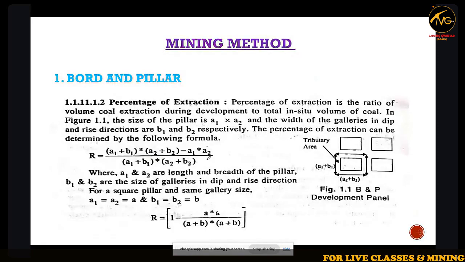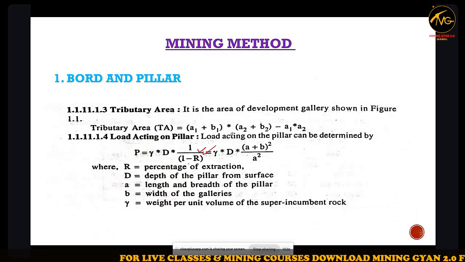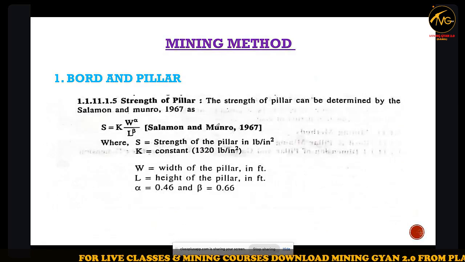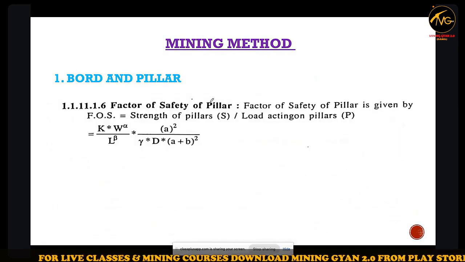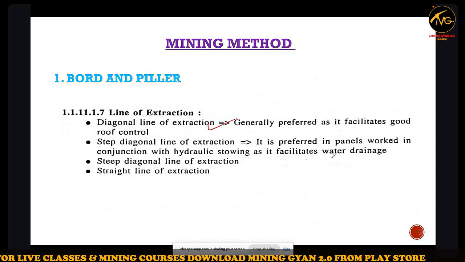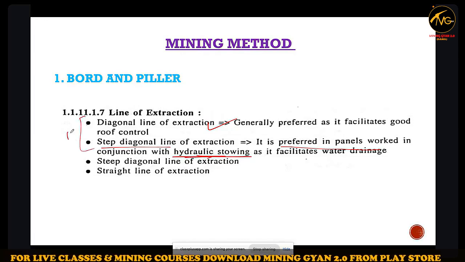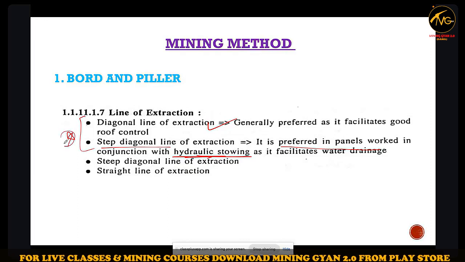Okay, you also have to mug up this formula. It will also come in your numerical sections. Load acting on the pillar, this formula also you have to mug up. Strength of the pillar, then factor of safety, line of extraction. Generally we prefer diagonal, and steep diagonal line of extraction is preferred for the panel working in conjunction with hydraulic stowing. So you have to remember these two points.